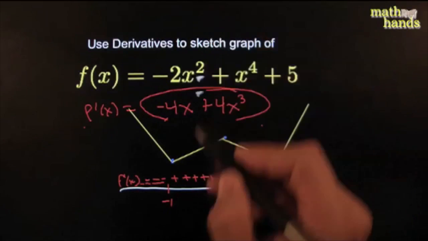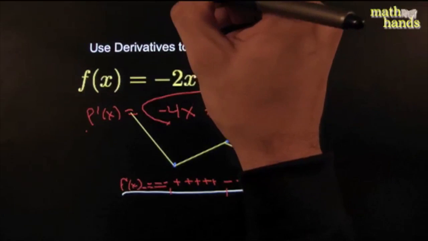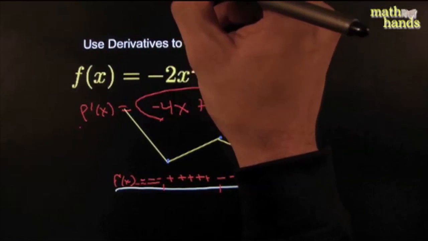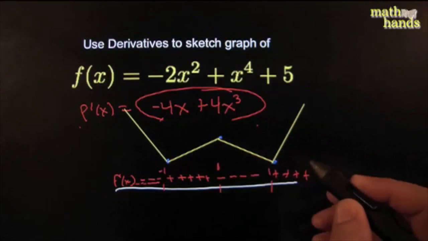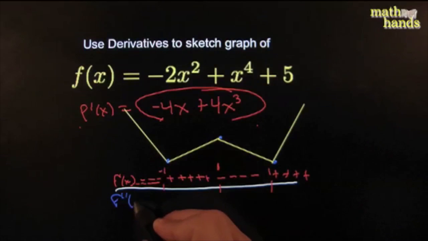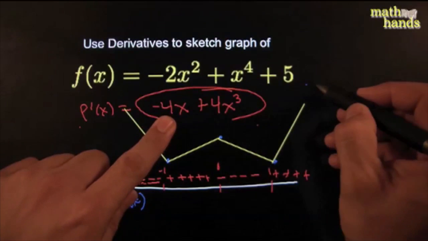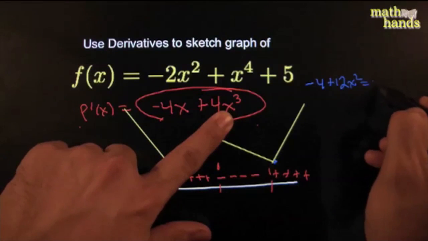So again, I ignore these things. That's -1, 0, and 1. I'll just put them up there so I don't forget what they were. All right, and then I go to work on my second derivative. I take the first derivative, which would be -4 plus 12x squared, and I set that equal to 0.